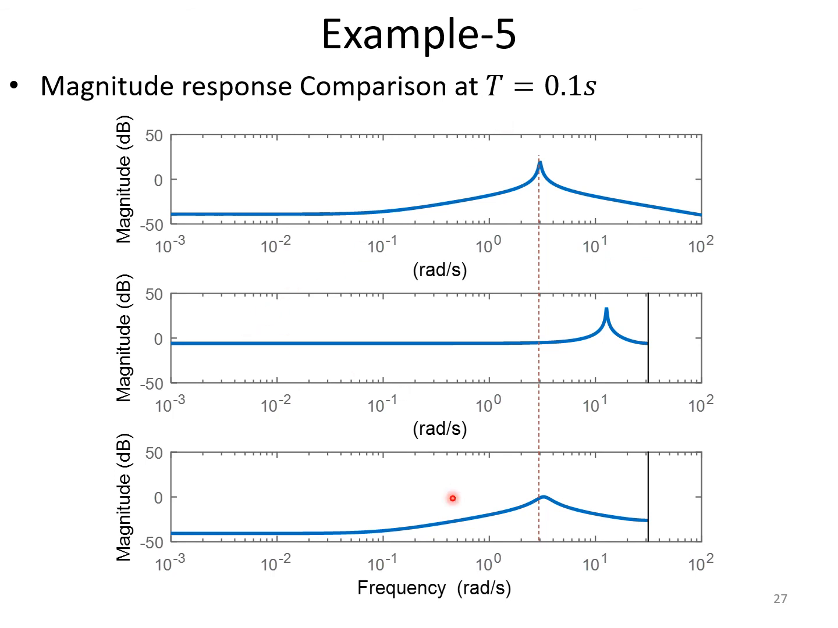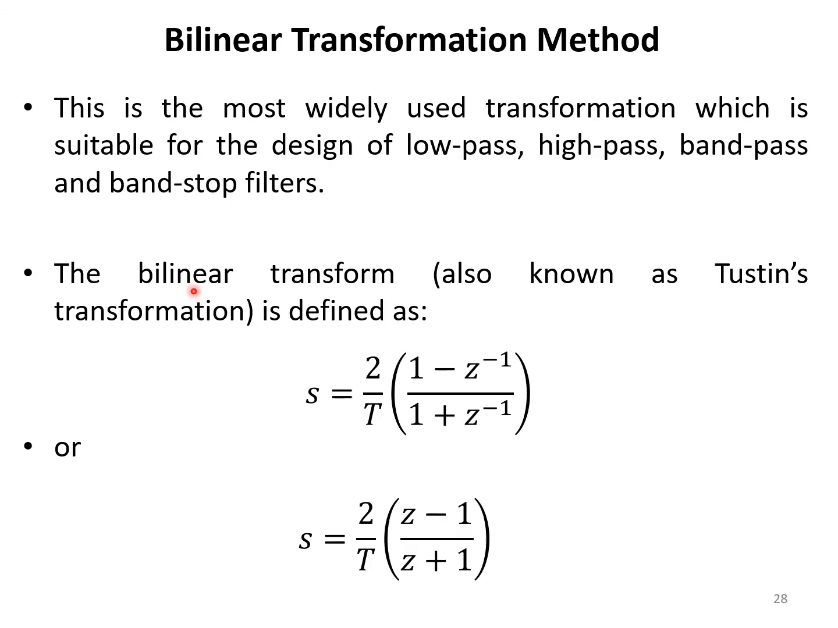So we can say that as far as the low pass filter design is concerned, you can use either impulse invariance method or the backward difference method. However, when we have a band pass filter design having low resonant frequencies, we can prefer backward difference approximation over impulse invariance method.